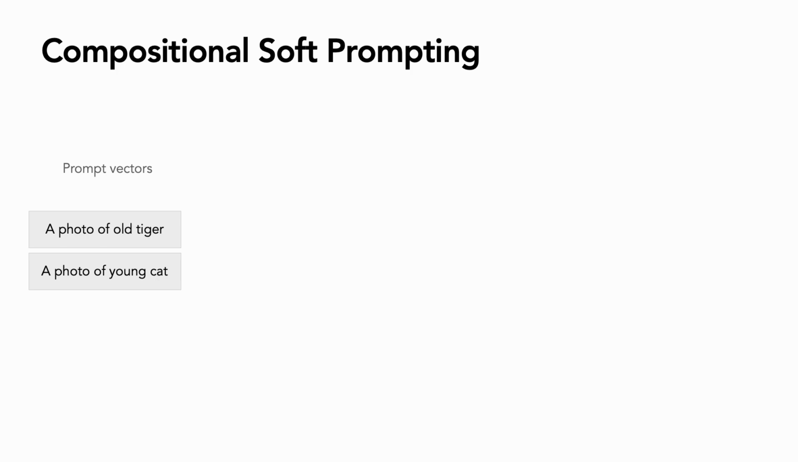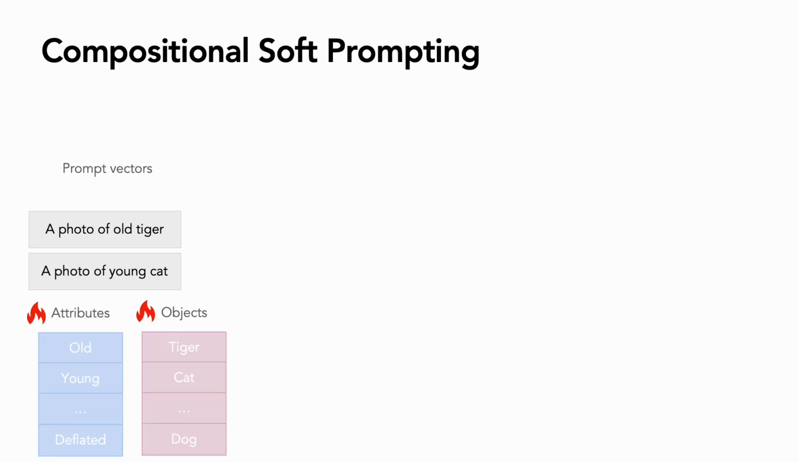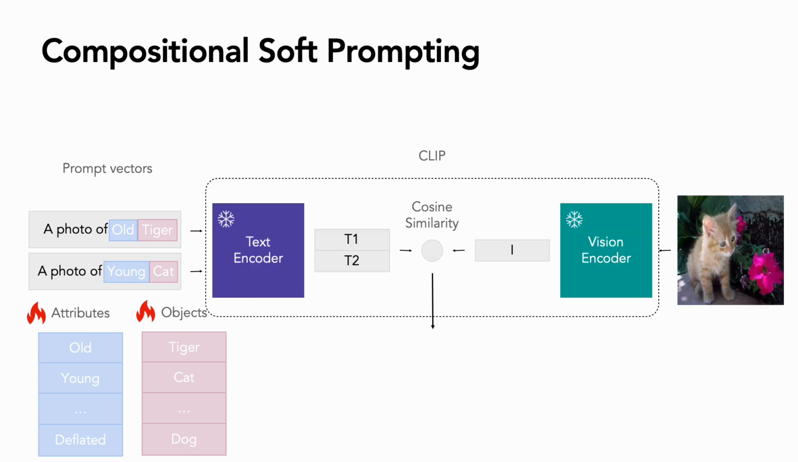We have the same prompts for fine-grained classes, old tiger and young cat. We also have the corresponding token embeddings for attributes and objects. And this is what's cool about our method. We only need to learn the attribute and object embeddings. First, we plug the attributes and objects into the prompt, which we call soft prompts. Then we use the same pipeline as before and compute the similarity scores between the image and the prompts. Finally, we calculate the loss and backpropagate to only update the weights of the token embeddings.